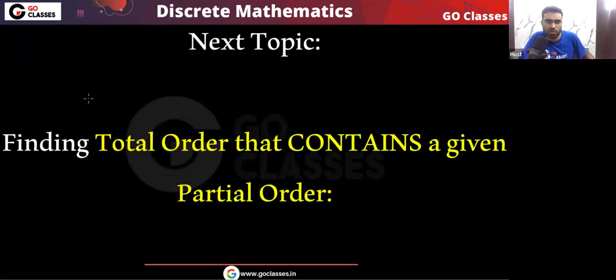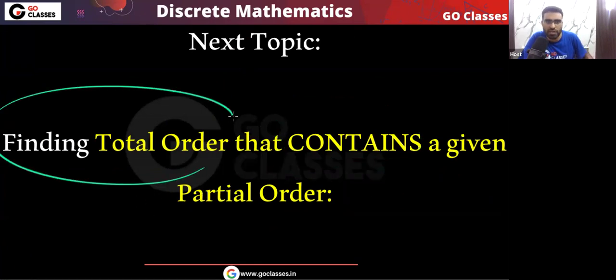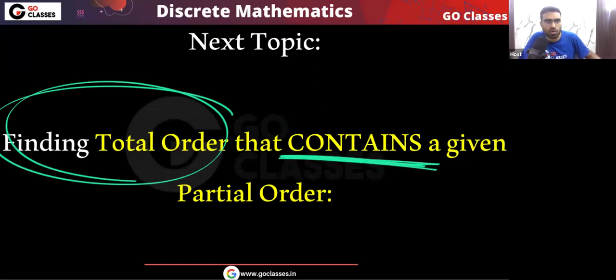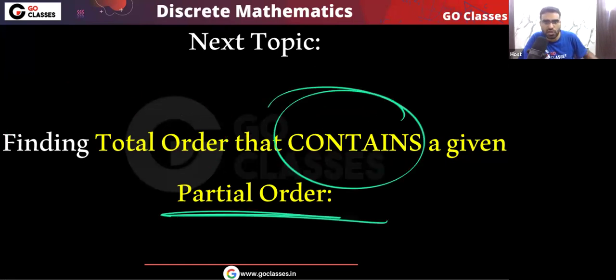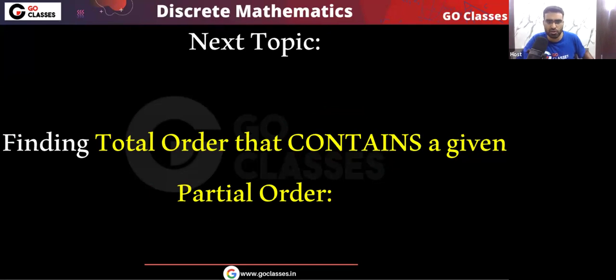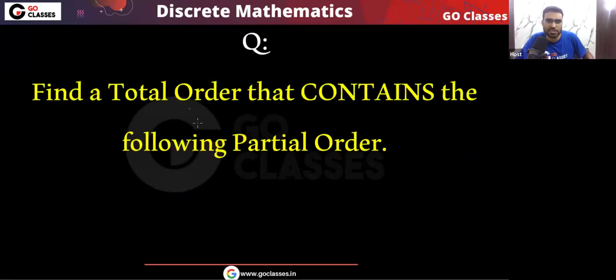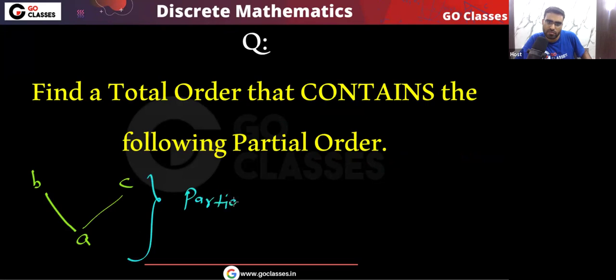So I will explain now. Finding a total order that contains a partial order means a partial order is given to you and the question asks you to find a total order that contains this partial order. What does this mean? Containing a partial order, what does this mean? This is what we need to study. So let's start with this example. Let me give you a partial order. Consider this Hasse diagram A, B, C. This is a partial order, right? I can say this is a POSET.